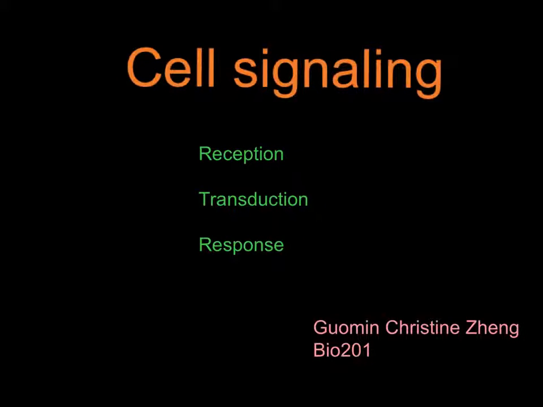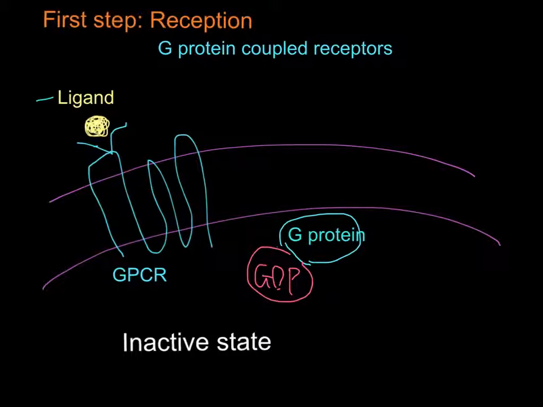Hello, today I'm going to talk about cell signaling. There are 3 steps in cell signaling. First step, reception. Second step, transduction. And the third step, response. Let's talk about the first step, reception.